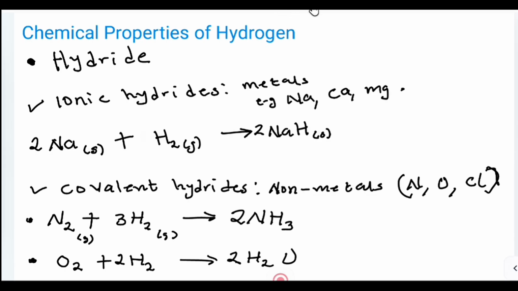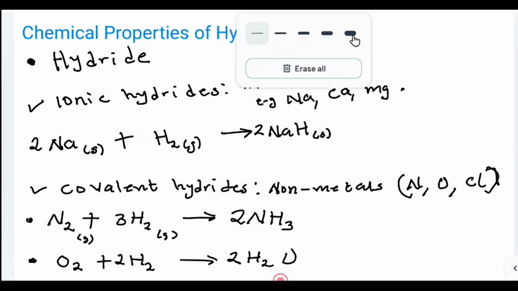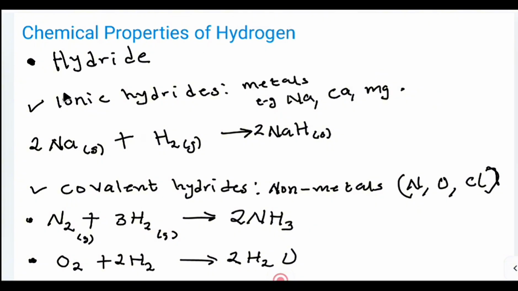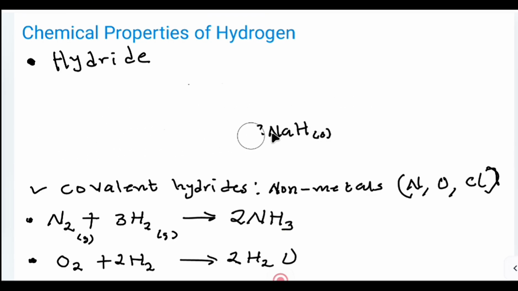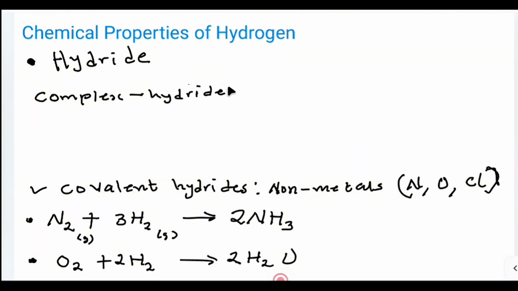So I'm going to go ahead and erase a part of this so that we look at something we call complex hydrides. Okay, there's something we call complex hydrides. A complex hydride. So we have seen ionic, we have seen covalent. Now we are looking at complex.